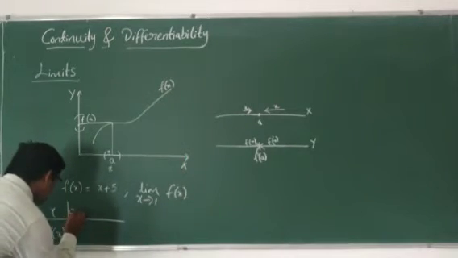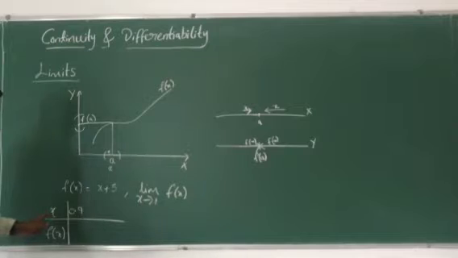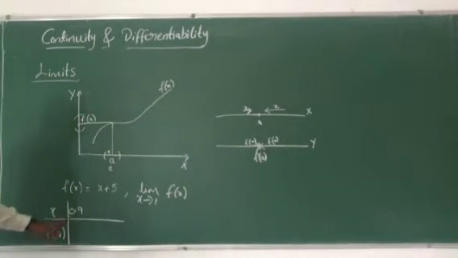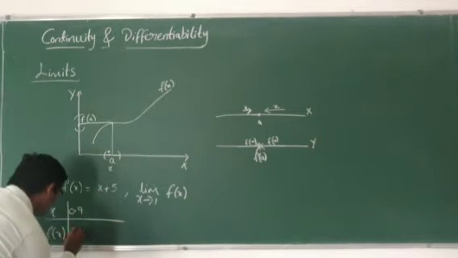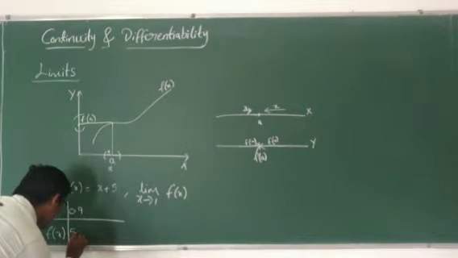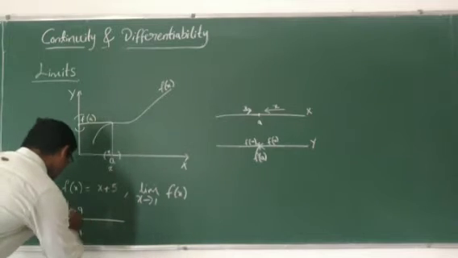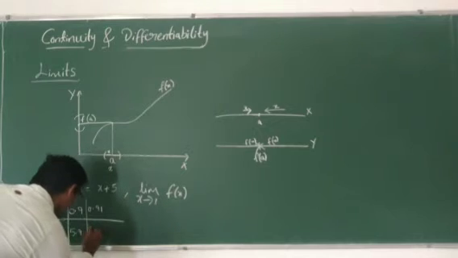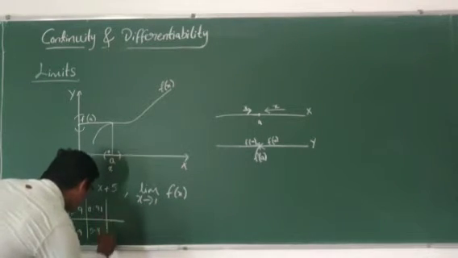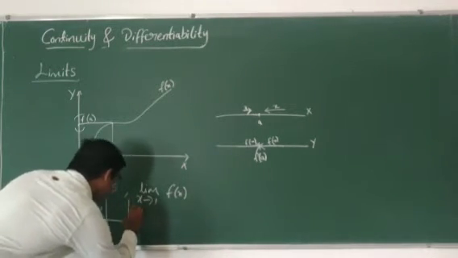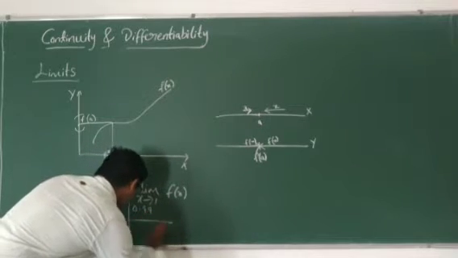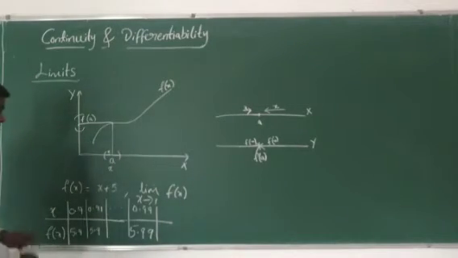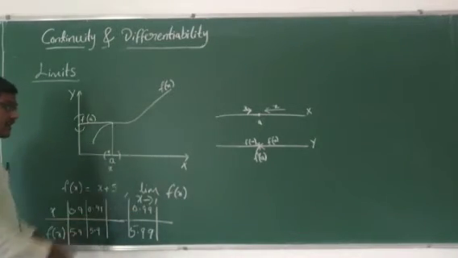Suppose you take values 0.9, suppose x equal to 0.9, which is very close to 1, then what you get? 0.9 plus 5, which is equal to 5.9. You take 0.91, which is equal to 5.91. You can take 0.99. This is equal to 5.99. This is from the left hand side.